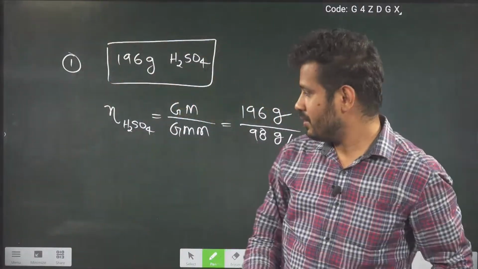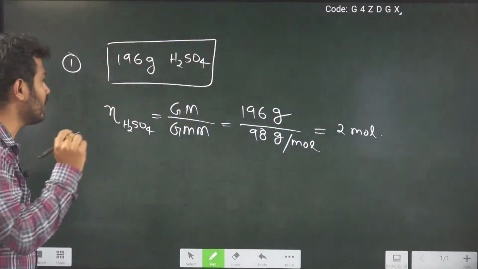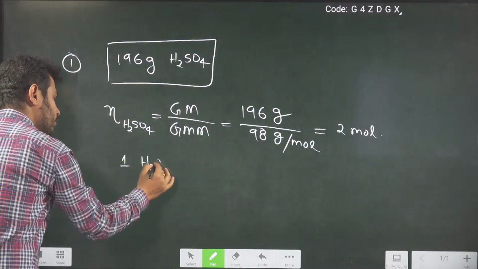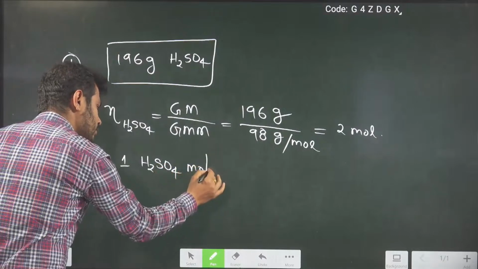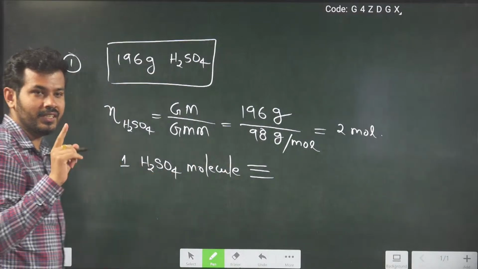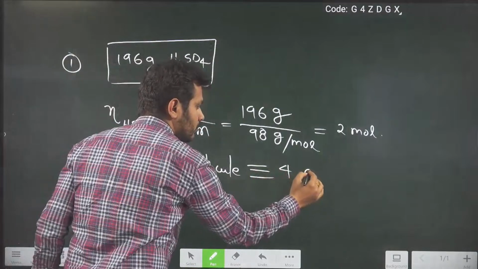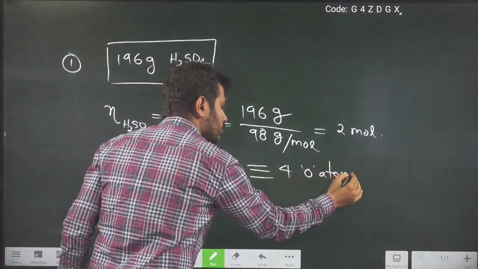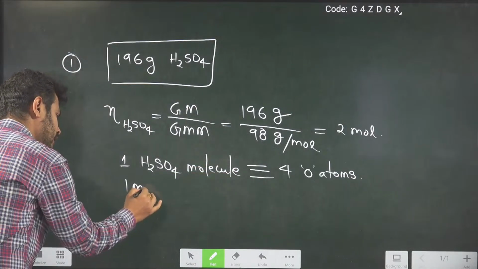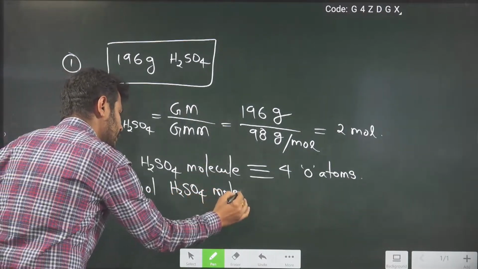Next, what is the next part in this question? What else did I ask? The number of oxygen in it also. Number of oxygen: if I take one single H2SO4 molecule, how many oxygen atoms does it contain? One single H2SO4 has 4 oxygen atoms. Now, if one molecule contains 4, how much will 1 mole of H2SO4 molecules contain?